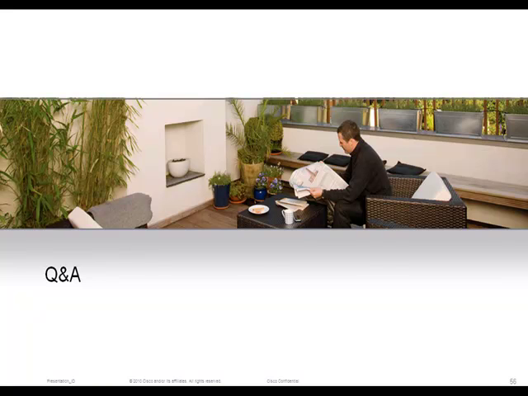Okay, let's go to the next question. Is it possible to have two inside interfaces on the same subnet on ASA 5505 or 5510? Meaning inside 1 and inside 2? Yes, certainly. On the same subnet? No. It has to be on a different subnet.